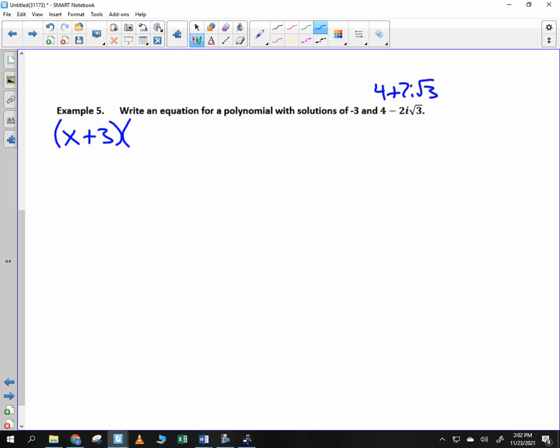This is the point I was trying to make yesterday. I know I wrote it as x plus 3 because you know it's x minus negative 3, right? Well, don't take shortcuts when you get to that. x minus 4 plus 2i root 3 and x minus 4 minus 2i root 3.